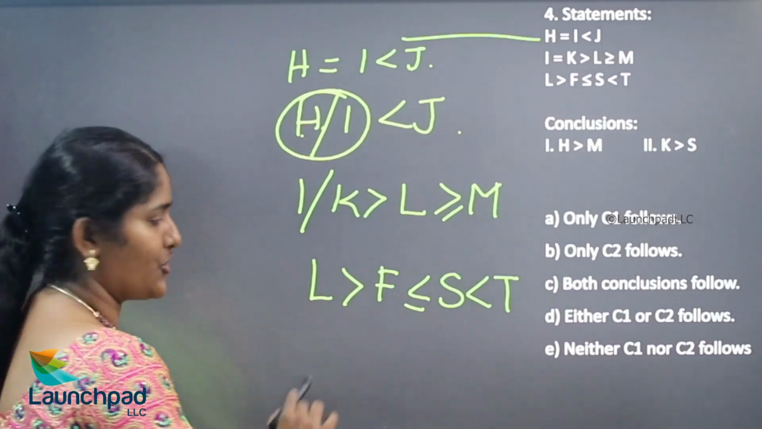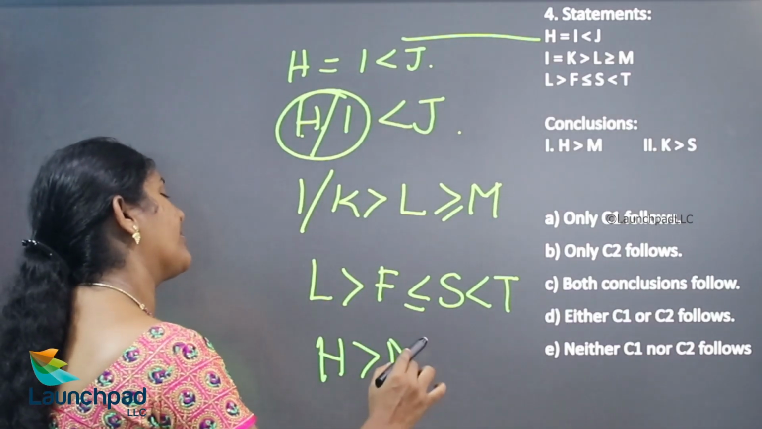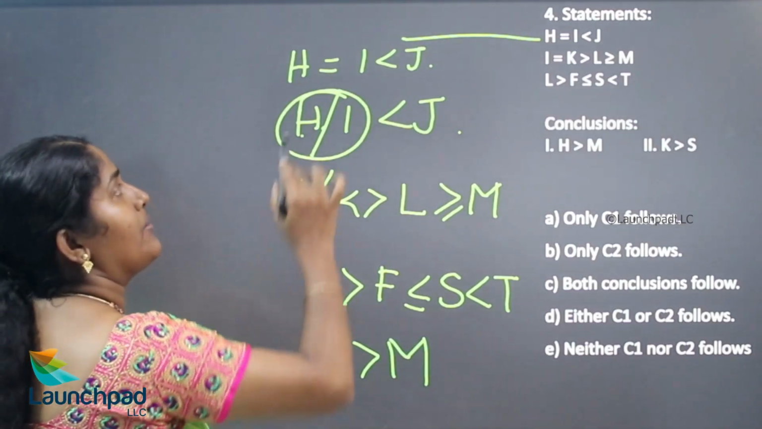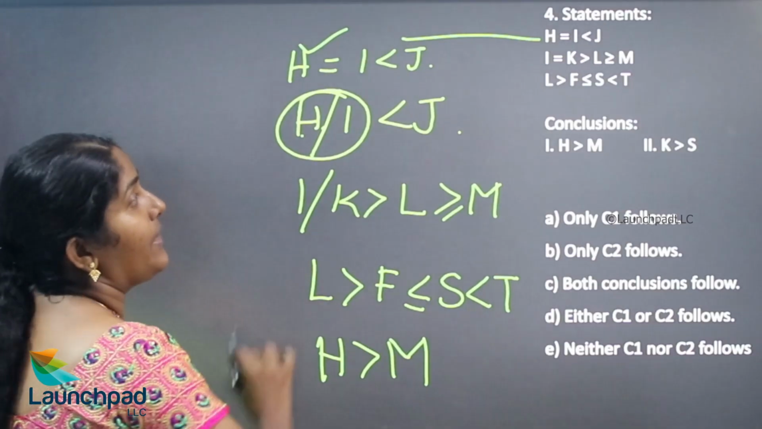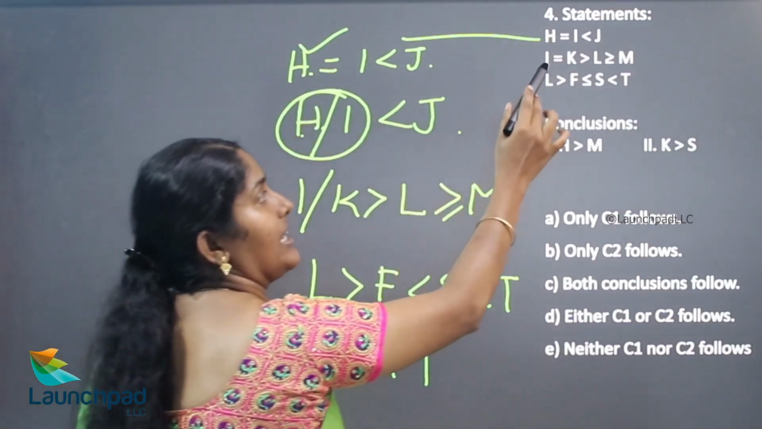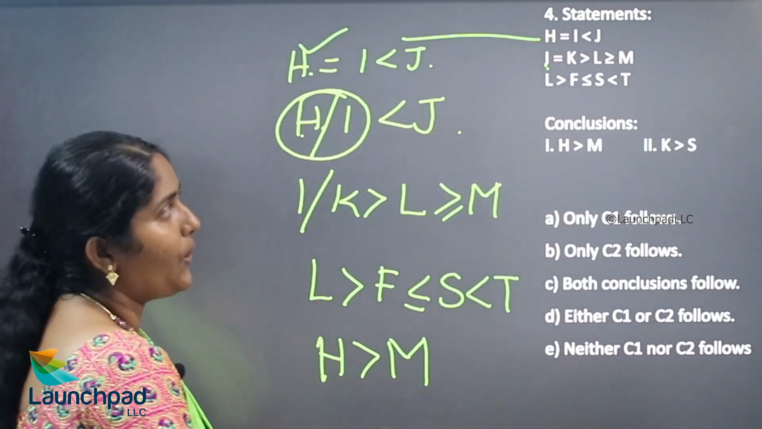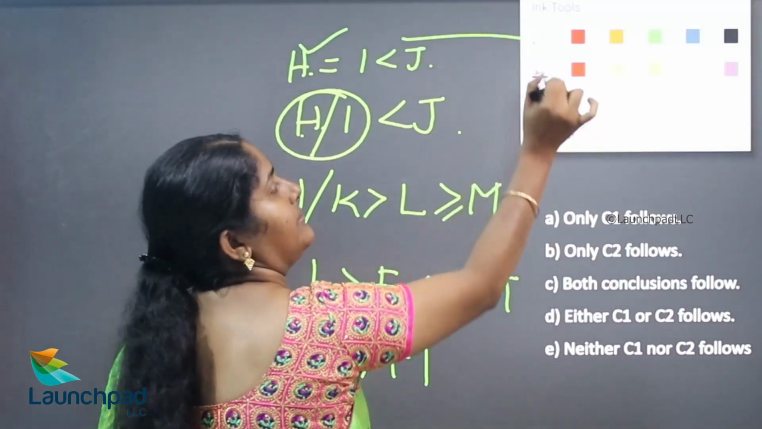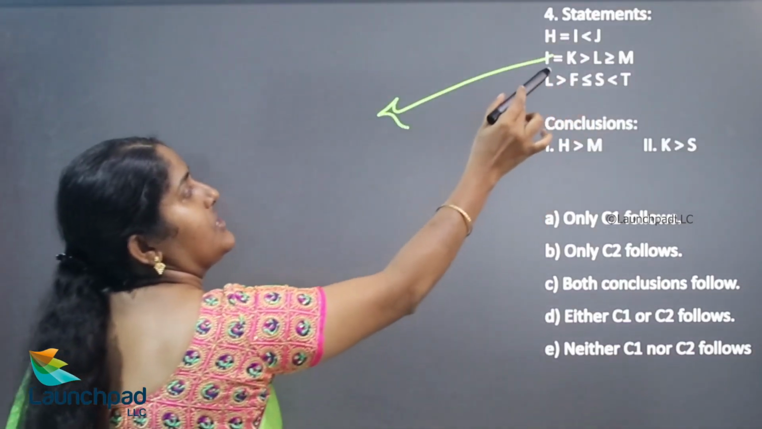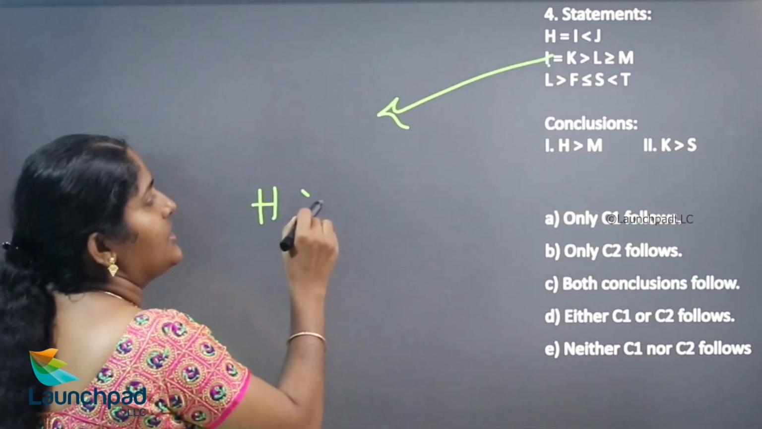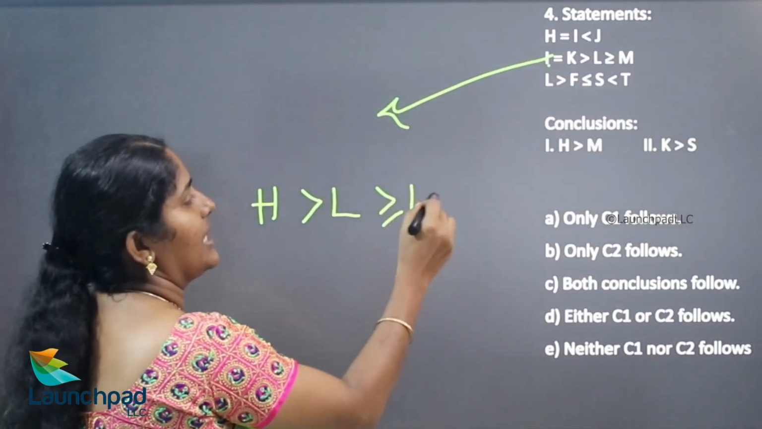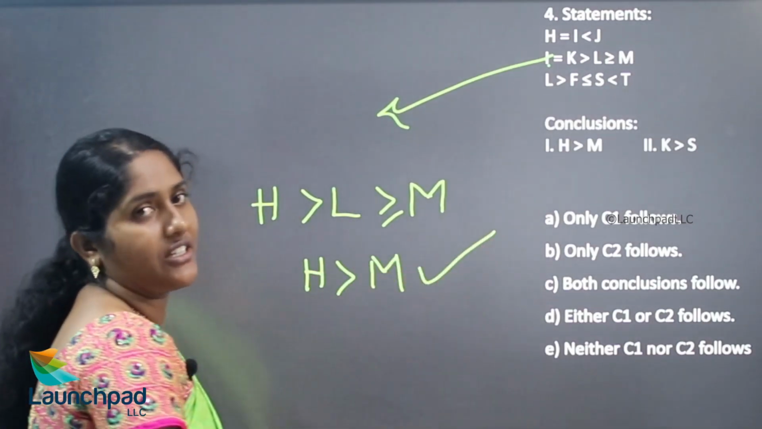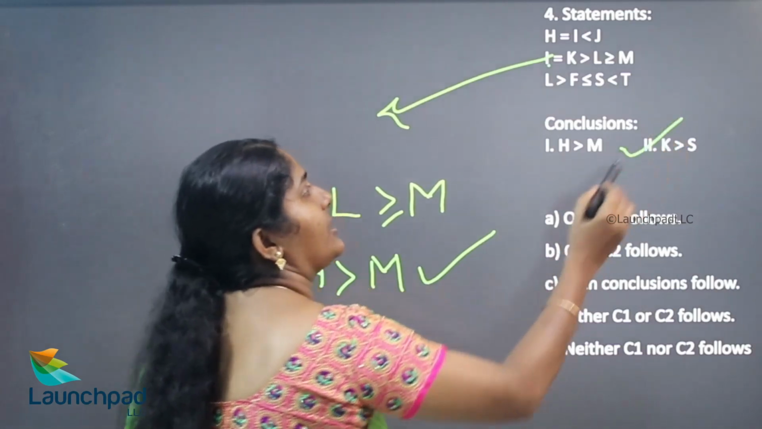Now your first conclusion, H greater than M. So where is H available? Here. Now instead of I, I can use H. So H is greater than M. For the second statement, instead of I, I can use H. H is greater than L, L is greater than M. Hence H is greater than M. This one is right.